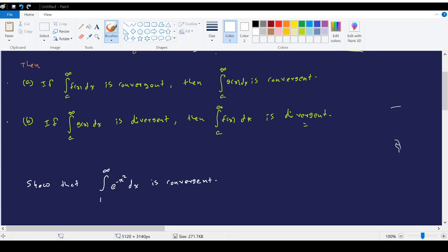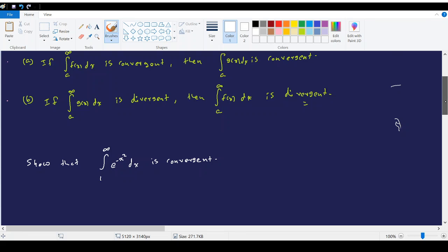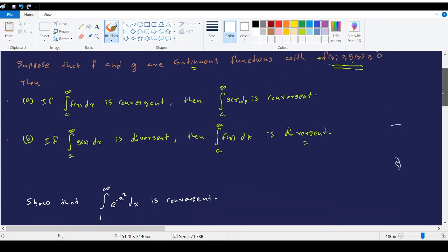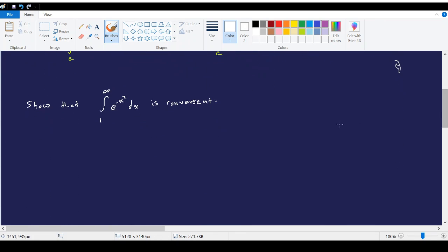Now let's see how we can apply the comparison theorem for a problem. Here we are asked to show that this integral is convergent. By observing this infinity in the upper limit, you can say that this is an improper integral of type 2.